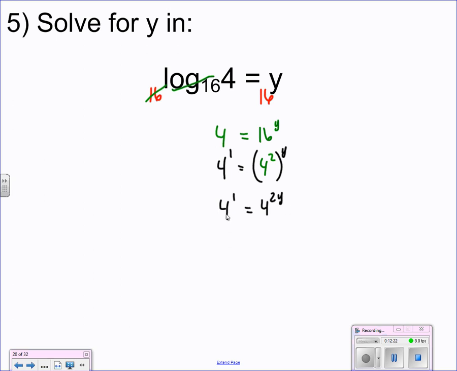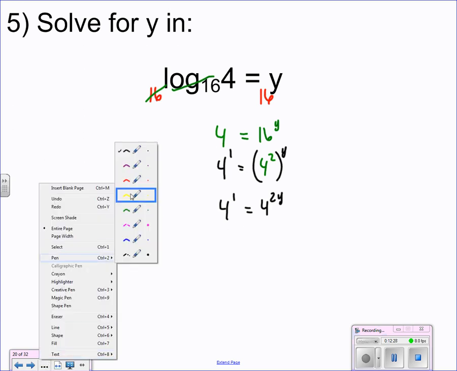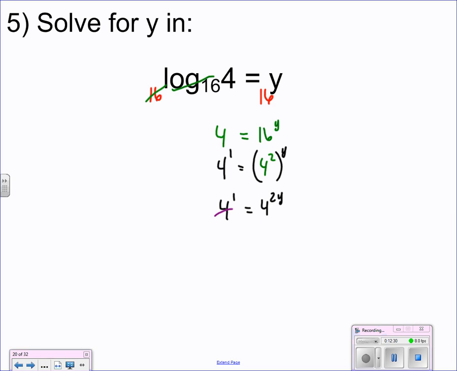Which means that now that the bases are the same, I can make them disappear and the powers fall down. So 1 is equal to 2 times y. Divide both sides by 2, so you would get 1 over 2 is equal to y.